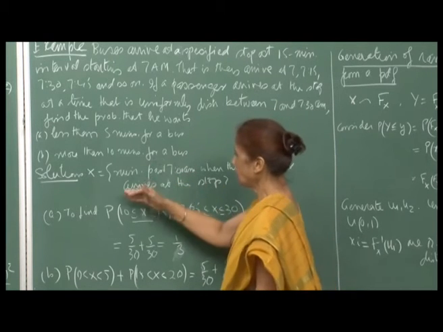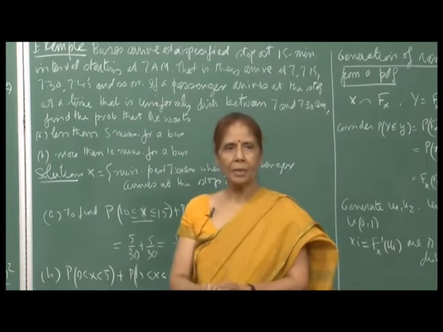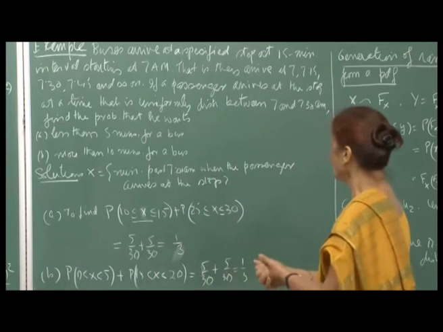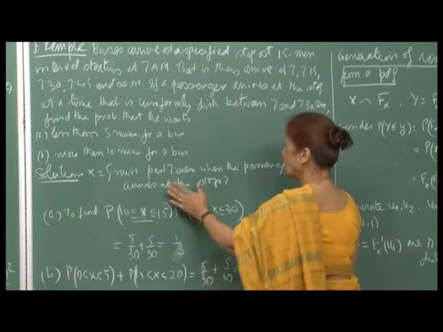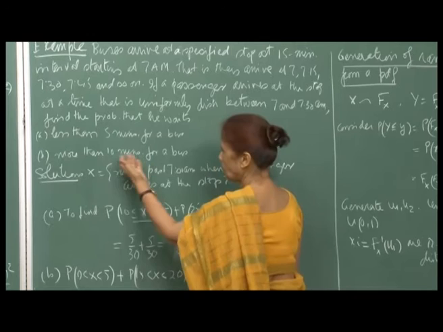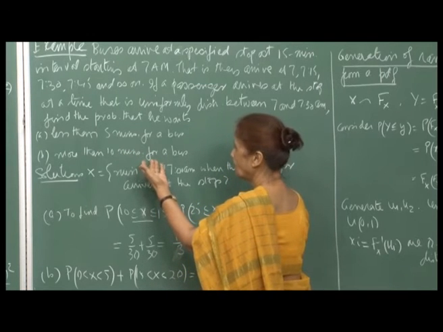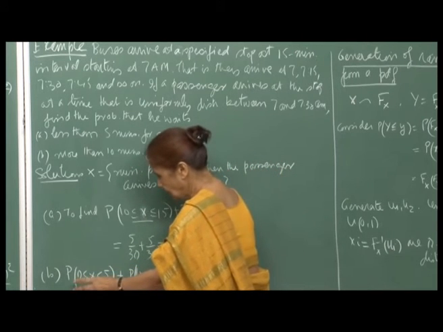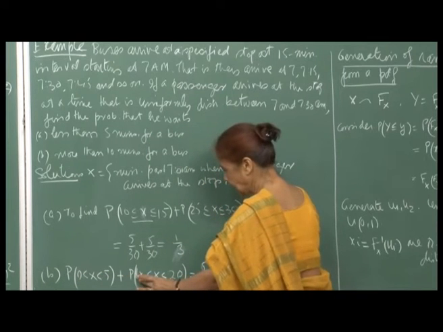So, x is the random variable, because his arrival itself is a random phenomenon. So, x is the number of minutes past 7 a.m. when the passenger arrives at the stop. Therefore, if you want to describe the event that he will have to wait for the bus for more than 10 minutes, then his x should lie between 0 and 5 or between 15 and 20.